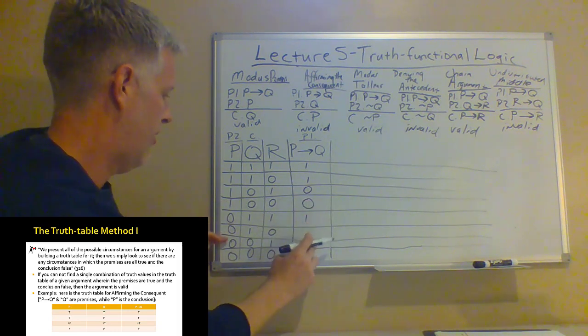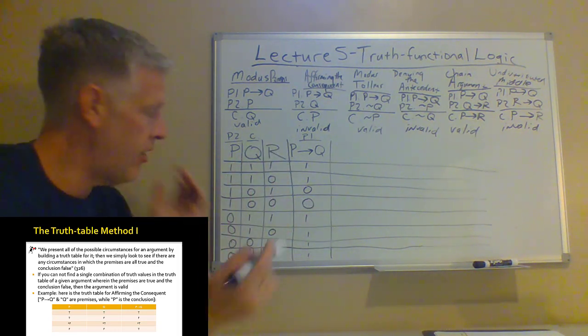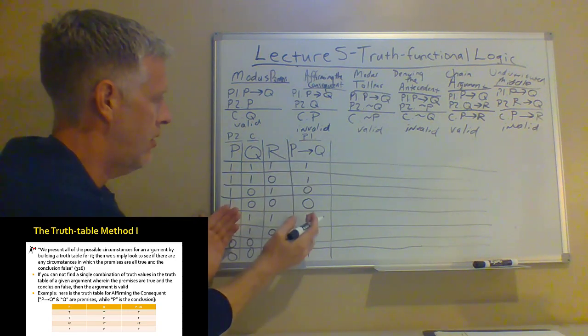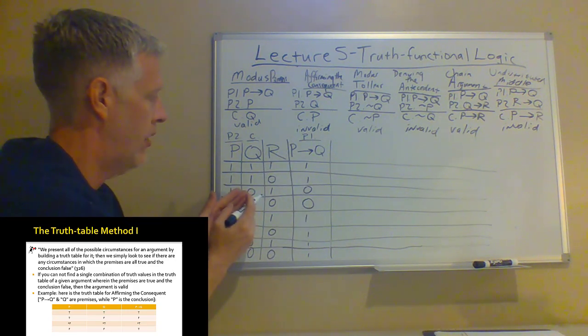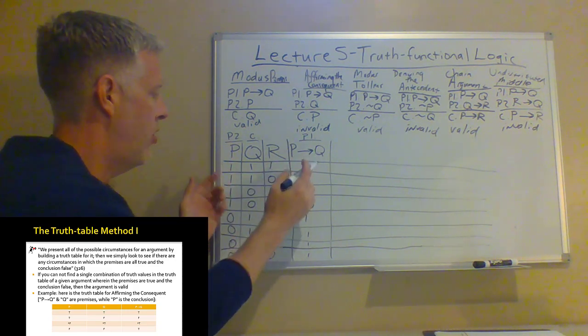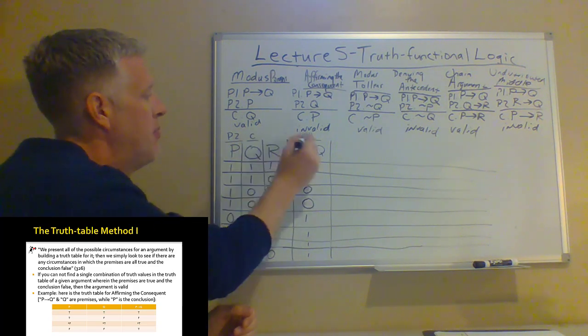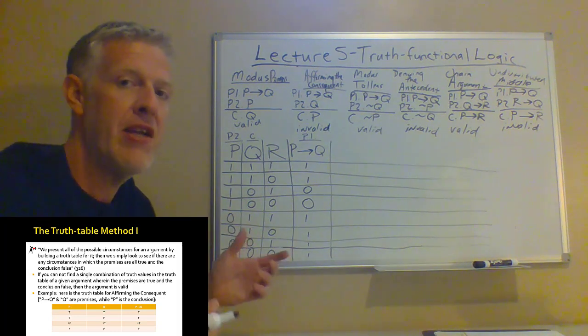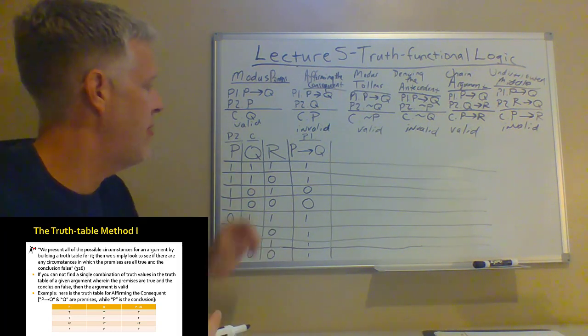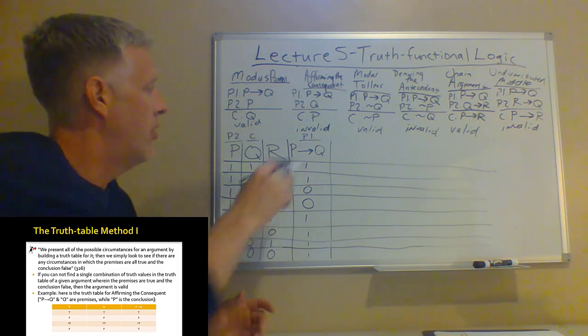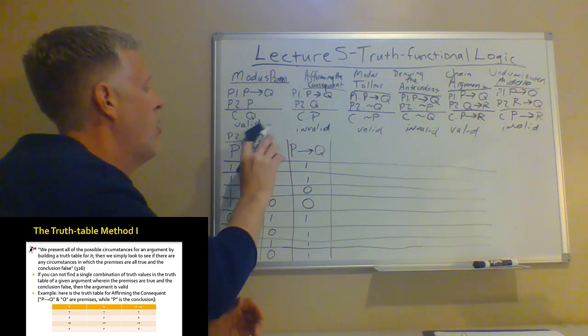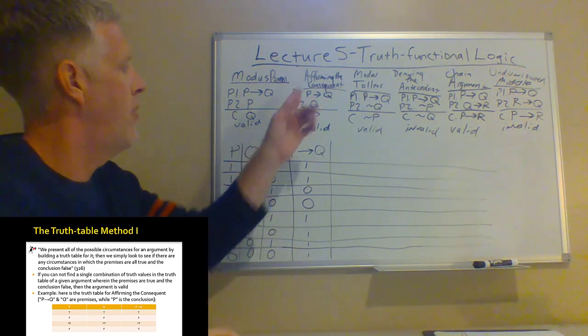Okay, so we're not able to find a row where all the premises are true and the conclusion's false. Because each row where the premises were both true, the conclusion also turned out to be true. So that's why modus ponens is valid. We can't find a row in the truth table where the premises are both true and the conclusion is false. But let's see what ends up happening when we analyze affirming the consequent.